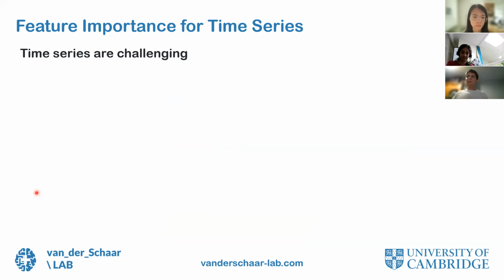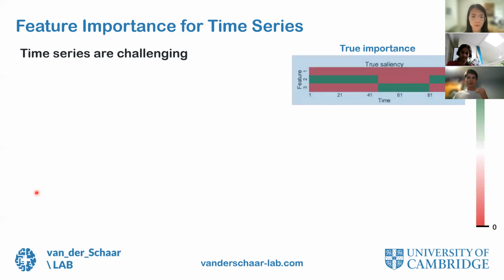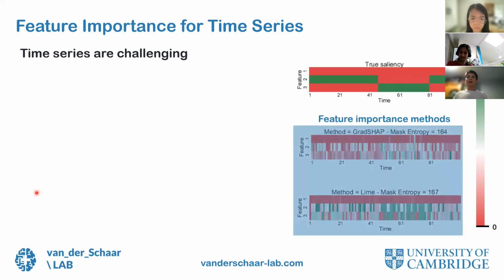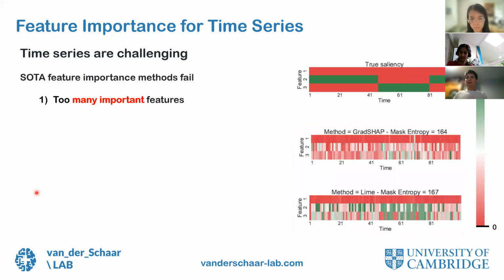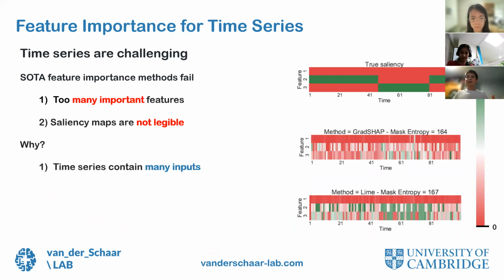Okay, so let us try to use existing methods on a problem where we know the solution. Suppose that I start with a time series and a model for which I know where the important part is. This is represented by this true mask that you can see here. What I can do is use popular feature importance methods on top of this to see if they recover the important part. And if you do that, you will notice that those methods identify too many features as important. And also, the mask that they produce is not very legible. So you might wonder why. Why is that so difficult? There is nothing very difficult about this problem.